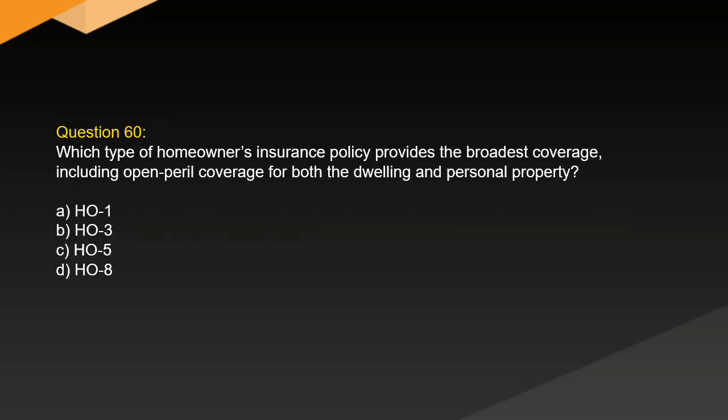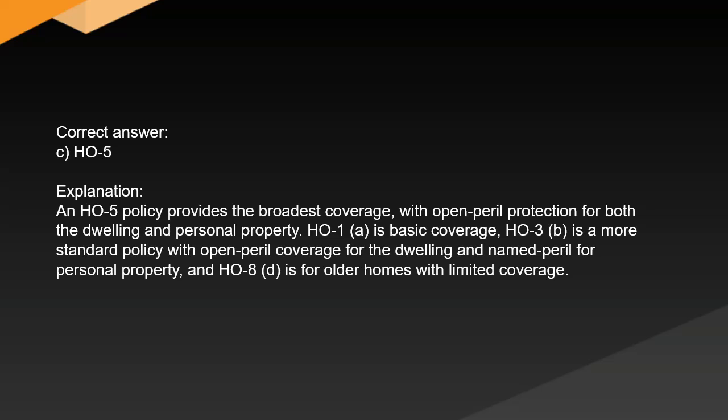Question 60. Which type of homeowners insurance policy provides the broadest coverage, including open peril coverage for both the dwelling and personal property? A. HO-1. B. HO-3. C. HO-5. D. HO-8. Correct answer. C. HO-5.